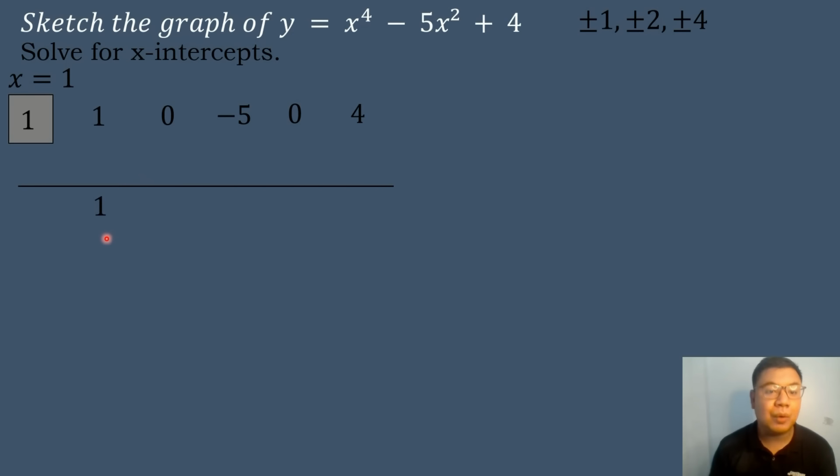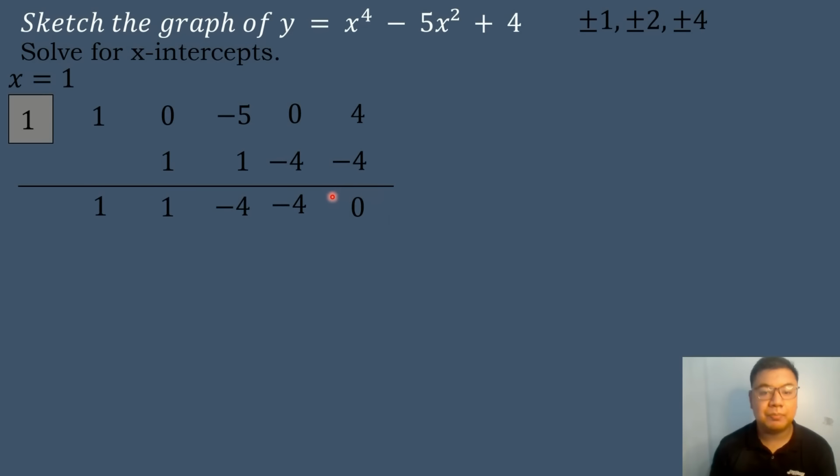So bring down 1. 1 times 1 is 1. 0 plus 1 is 1. And then 1 times 1 is 1. And then negative 5 plus 1 is negative 4. 1 times negative 4 is equal to negative 4. And then 0 plus negative 4 is negative 4. And then 1 times negative 4 is negative 4. And then 4 plus negative 4 is equal to 0.